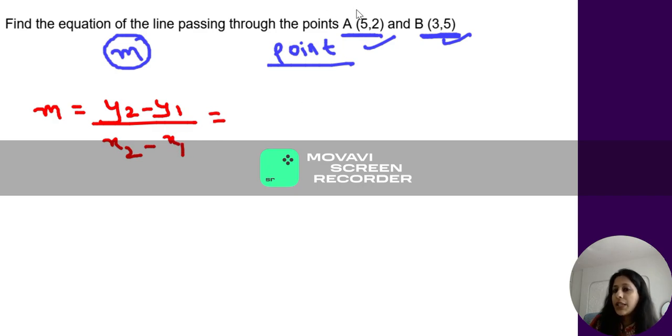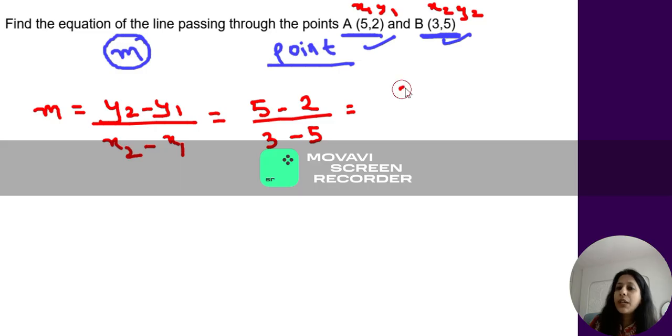I have 2 coordinates given. Label them x1, y1, and x2, y2 is the second one. Put in the values. Your y2 is 5, minus y1 is 2, x2 is 3, x1 is 5. 5 minus 2 becomes 3, 3 minus 5 becomes -2. So my gradient is -3 by 2.